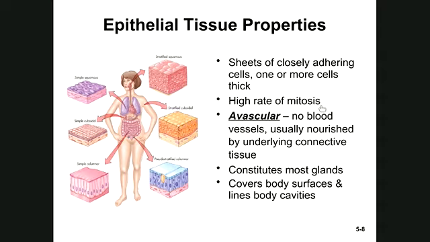They are avascular. It means that they don't have any blood vessels, and they get their nutrients and oxygen from the connective tissue which is located beneath them. They can make most of the glands. Some of the glands are unicellular and some of the glands are multicellular. And they cover body surfaces and line the body cavities for us. These are the characteristics of our epithelial cells.